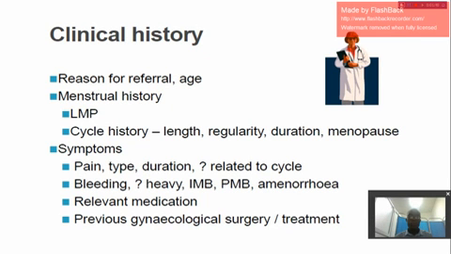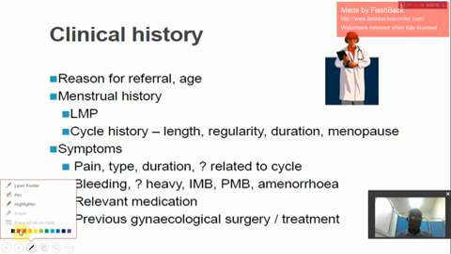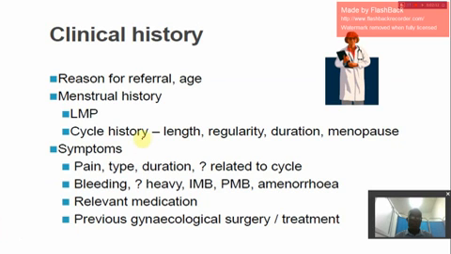Now, before you scan, you need to look at clinical history of the patient. Also, the reason for the referral, the age of the patient, the menstrual history. So we'll talk about menstrual history. When was her last menstrual period? The cycle history. What was the length? Was it 3 days, 4 days, or 5 days? So you look at the length of the menses.